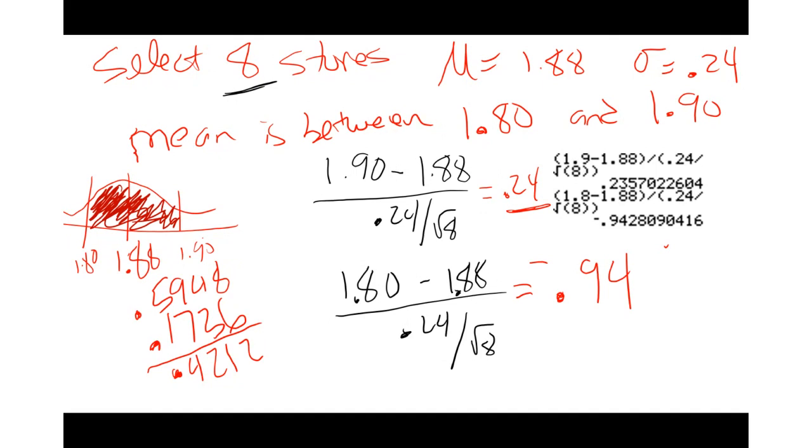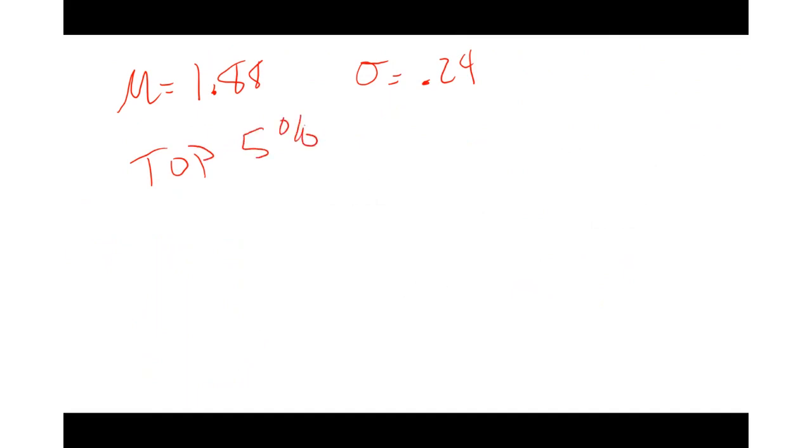Now, let us assume that the mean is still $1.88. Let us assume that the mean is $1.88. Let's say the standard deviation is 0.24. And now let's find the top 5%. Let's find the value that separates the top 5%. All right. On your own, go ahead.